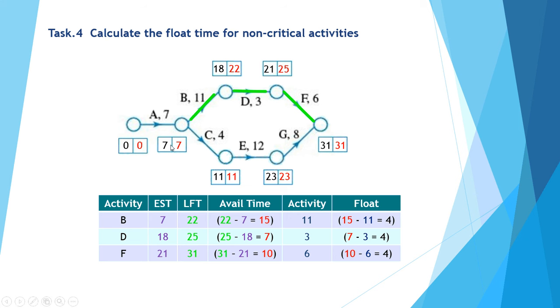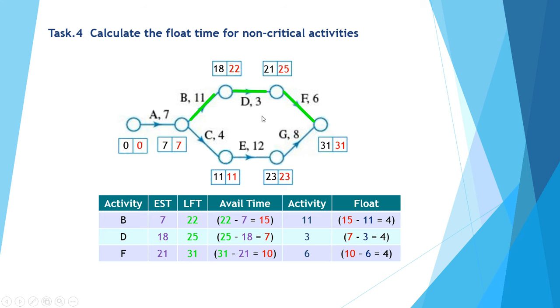Again, we can start at 7 at the earliest, finish at 22 at the latest. That gives me 15 days to get the job done. I only require 11, so I have a float of 4. When I look at activity D, you can start as early as 18 and finish as late as 25, which gives me 7 days available.